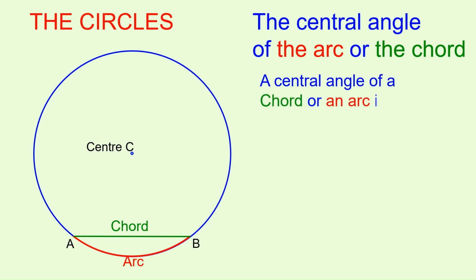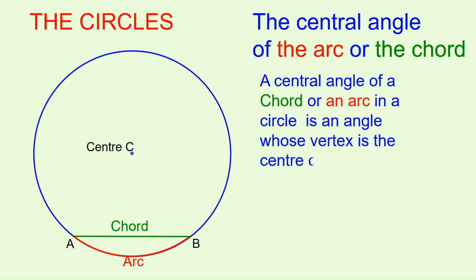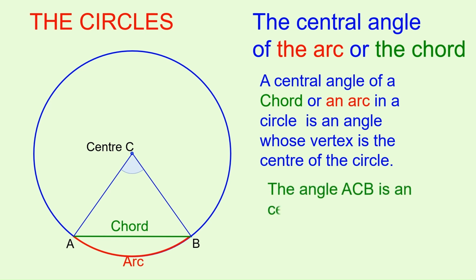A central angle of an arc or the chord. A central angle of a chord or an arc in a circle is an angle whose vertex is the center of the circle. The angle ACB is a central angle of the chord AB.